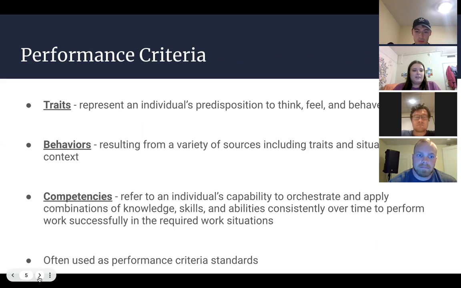And next, I'm going to be giving some definitions for performance criteria. Traits represent an individual's predisposition to think, feel, and behave. Behaviors result from a variety of sources, including traits and situational context. Competencies refer to an individual's capability to orchestrate and apply combinations of knowledge, skills, and abilities consistently over time to perform work successfully in the required work situations. And these are all often used as performance criteria standards.